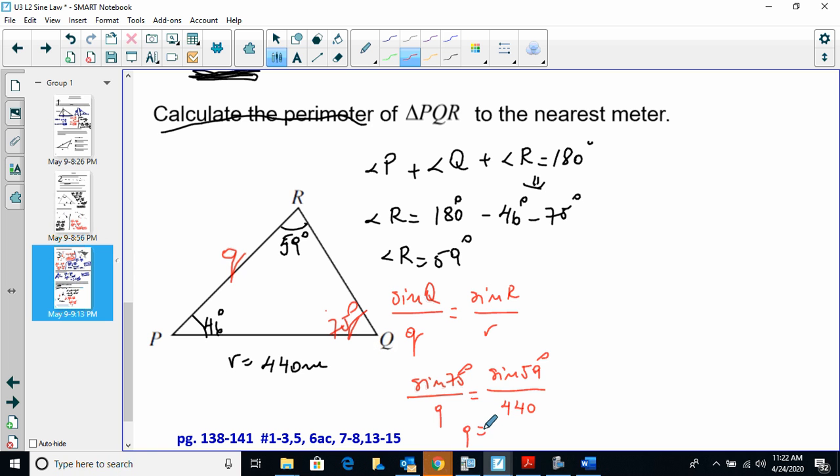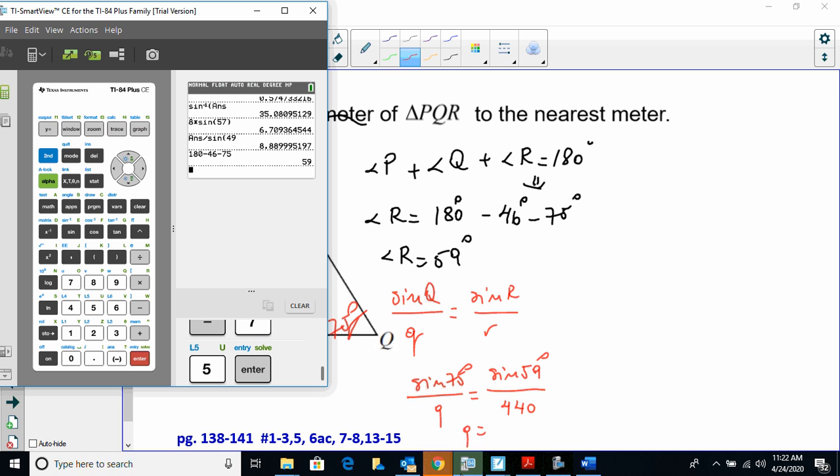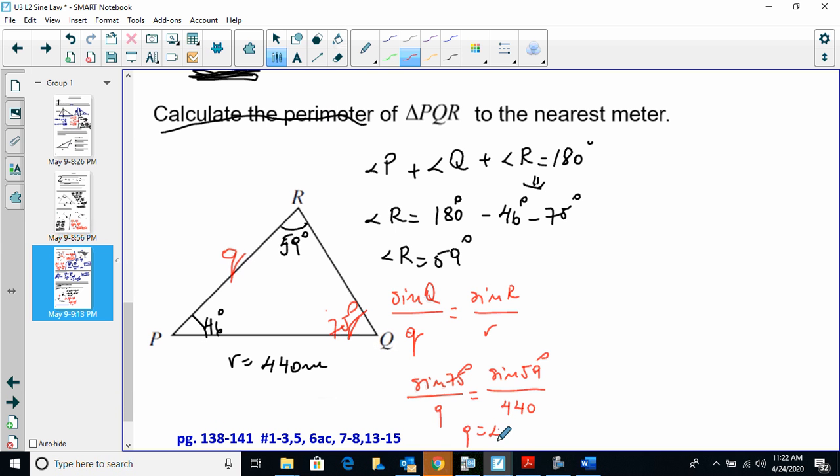So q will be equal to 440 times sine 75 divided by sine 59, which is 495.83 meters.